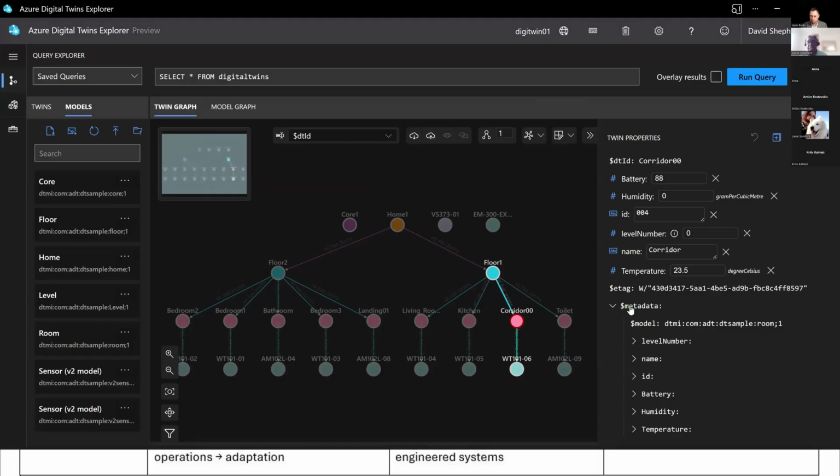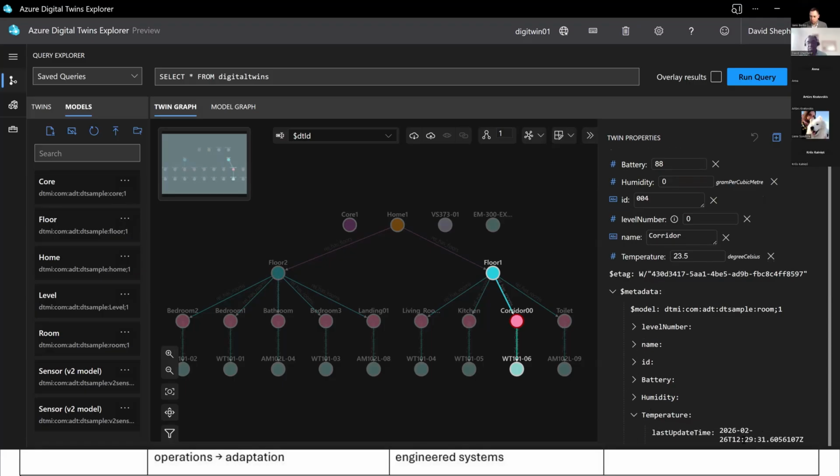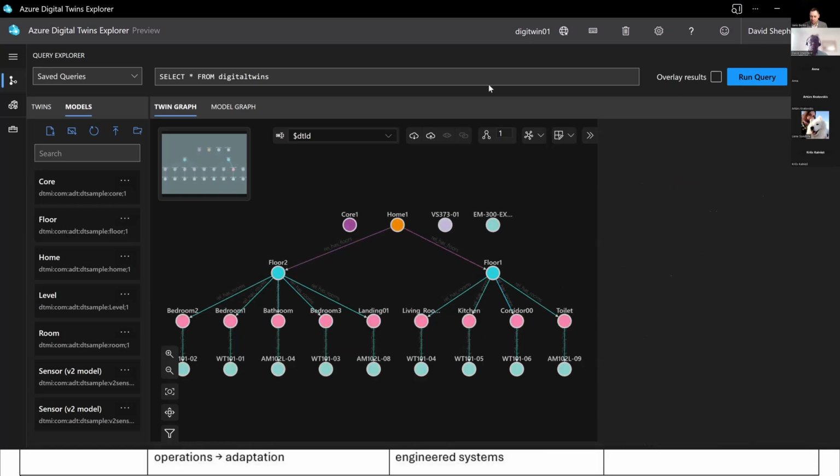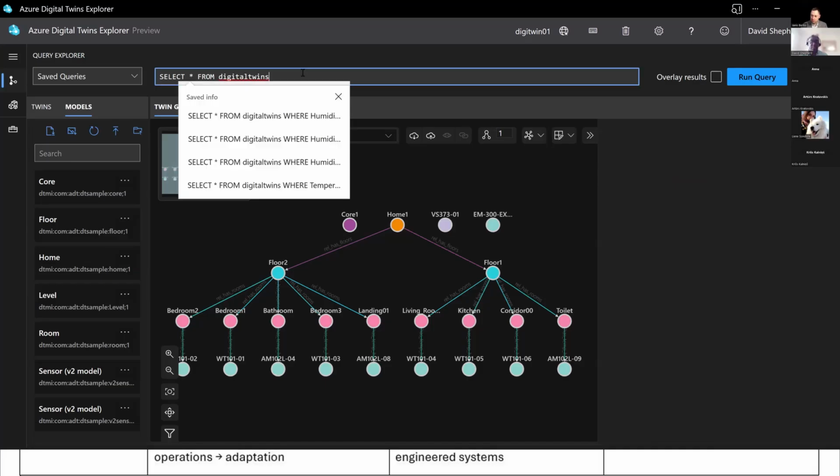One of the things that's probably worth noting there is that the values for that are being updated every 5 minutes. So if you look at temperature, you see it says the last update time, it's given today's date, and 29 minutes past. This is my time as opposed to yours, but you can see it's updating that for each one of these.